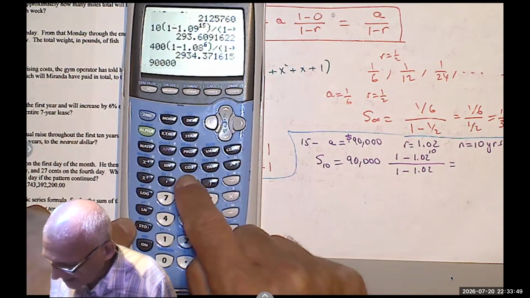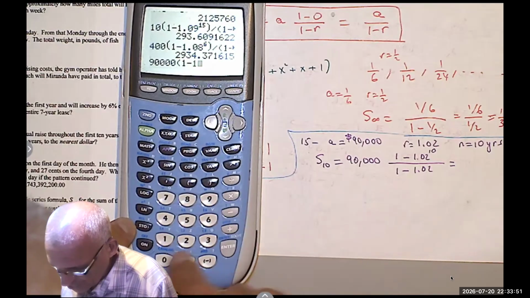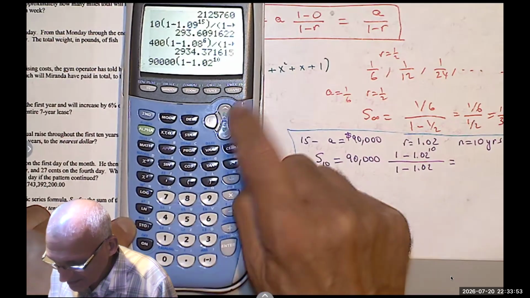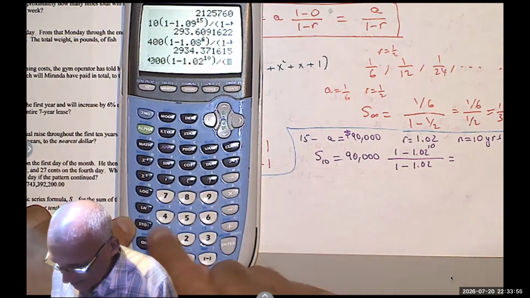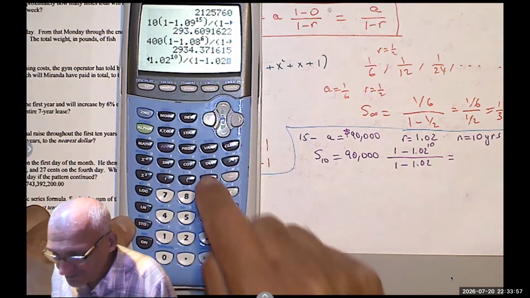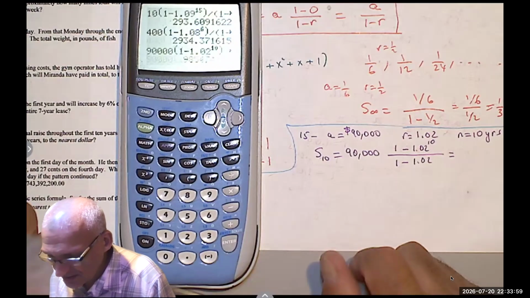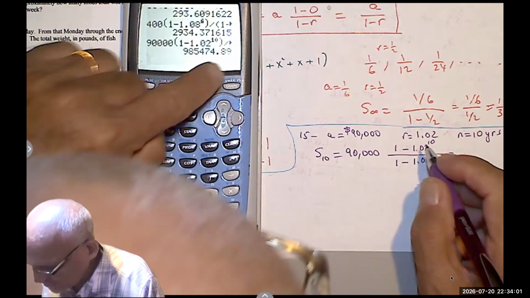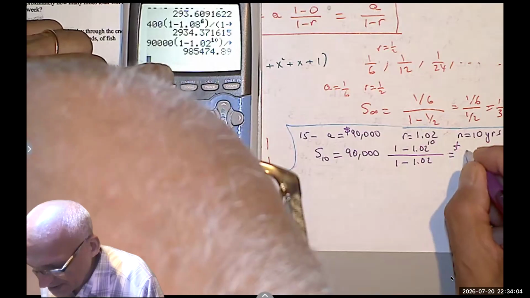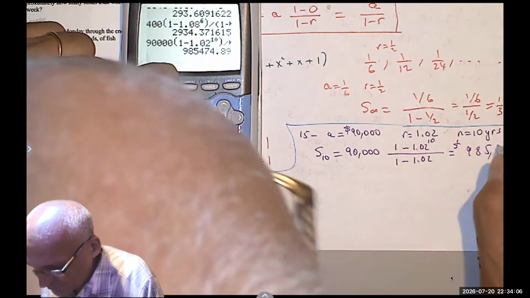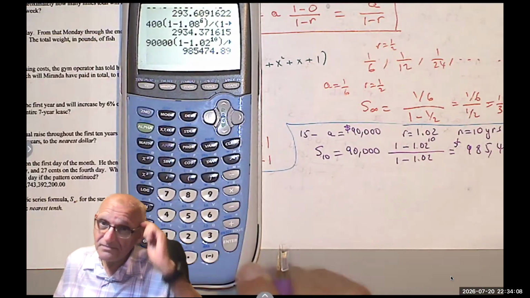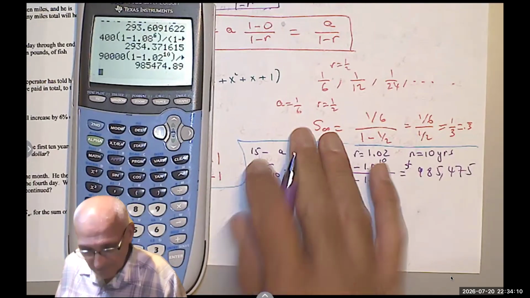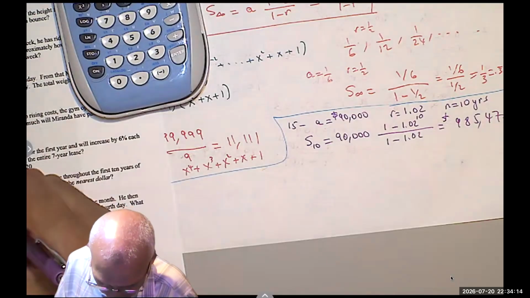90,000 times 1 minus 1.02 to the 10th over 1 minus 1.02. How many times did we do that? So to the nearest dollar, it would be 985,475. Yeah, that's number 4, 985,475.